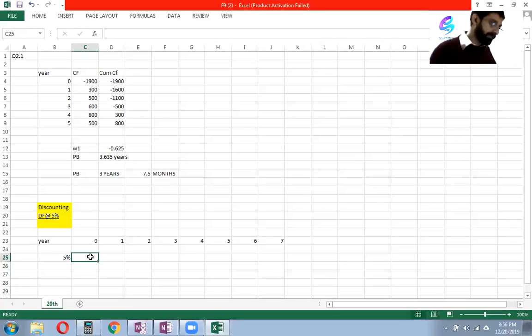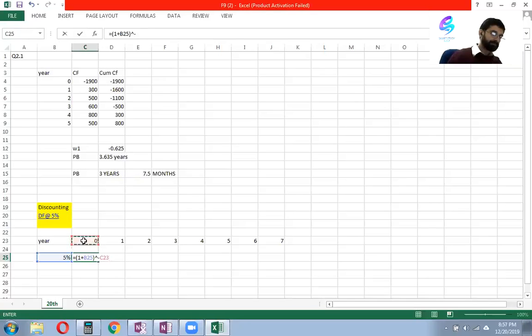And watch it very carefully, right? What was the formula? 1 plus r raised to the power minus n. So I'll start with an equal sign, because all the formulas in a spreadsheet start with equal. So equal to bracket 1 plus 5%, close the bracket, and then for raised to the power, it's shift 6. Raised to the power minus, and then I can write minus 0. But instead of writing 0, I can actually link it with this cell. And I'll press enter. So I'll get 1.